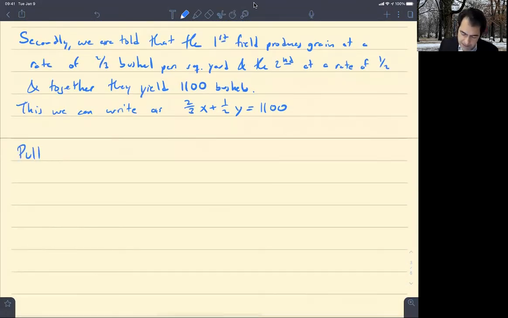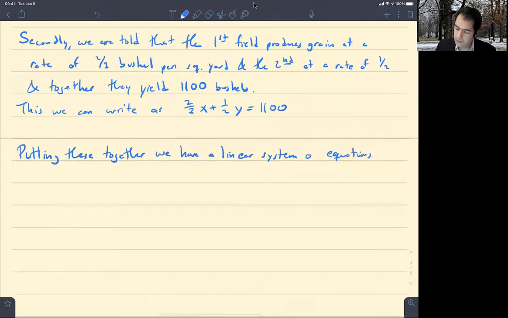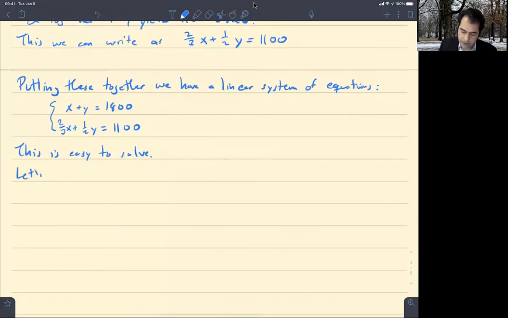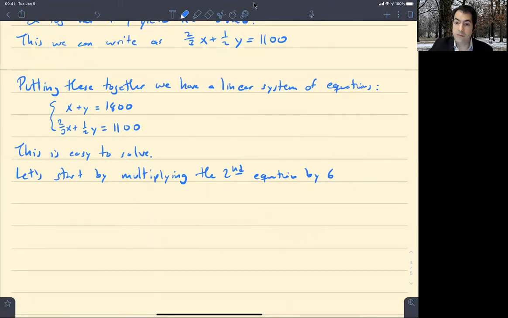Putting these together, we have a linear system of equations, right? So x plus y equals 1800 and 2/3 x plus 1/2 y equals 1100. And this is easy to solve. So let's start. Unnecessarily, but convenient, let's start by multiplying the second equation by 6 to make the constants nicer.